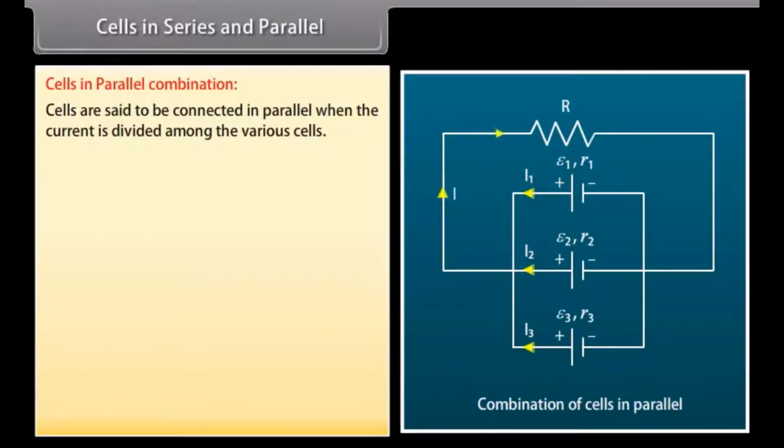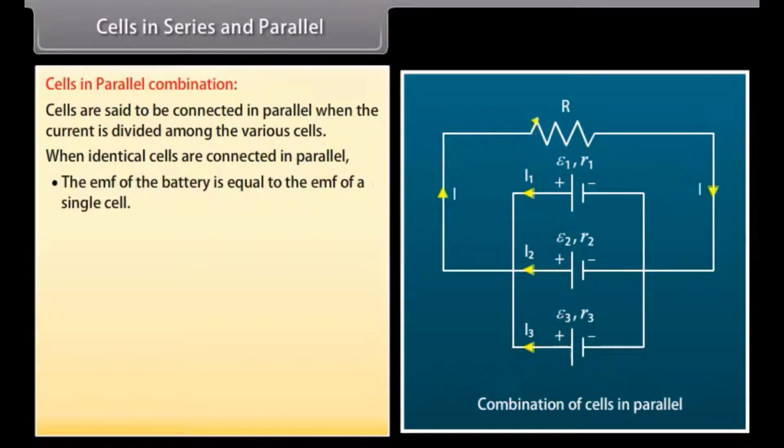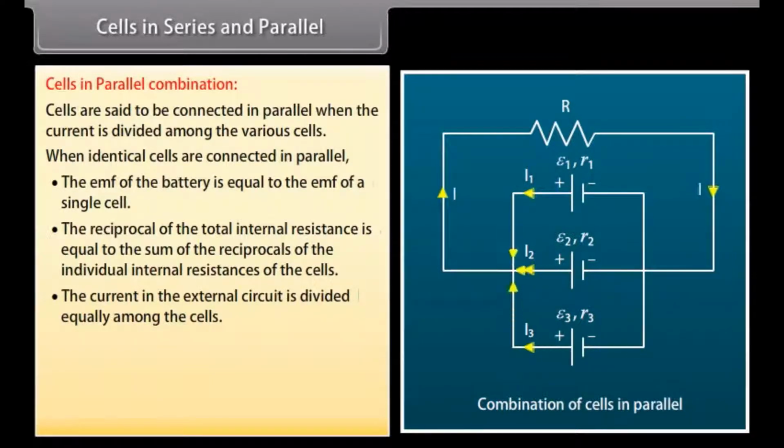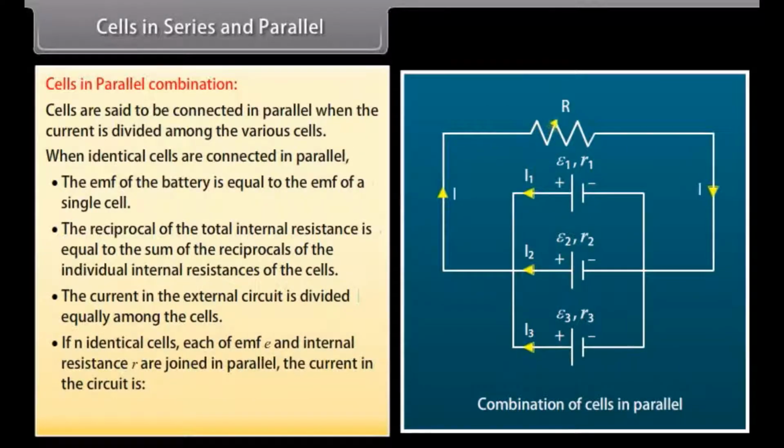Cells in parallel combination. Cells are said to be connected in parallel when the current is divided among the various cells. In ordinary parallel connection, all the positive terminals of the cells are connected together and all the negative terminals are connected together. When identical cells are connected in parallel, the EMF of the battery is equal to the EMF of a single cell. The reciprocal of the total internal resistance is equal to the sum of the reciprocals of the individual internal resistances of the cells. The current in the external circuit is divided equally among the cells. If n identical cells, each of EMF E and internal resistance R, are joined in parallel, the current in the circuit is equal to nE divided by (nR + R).